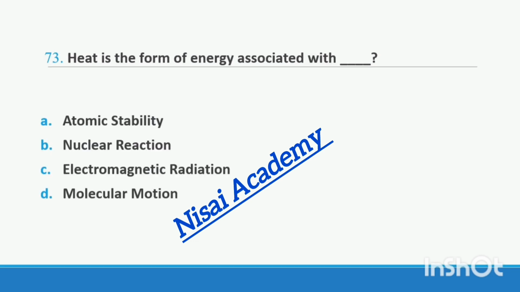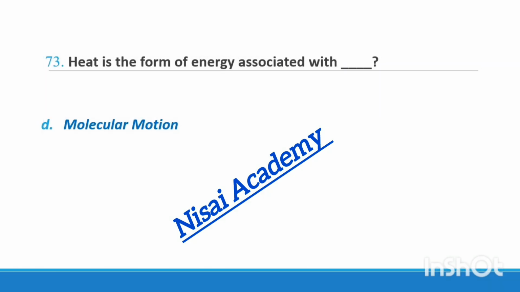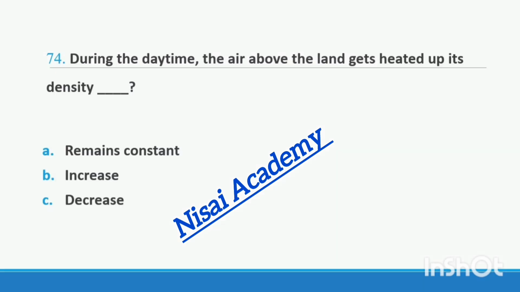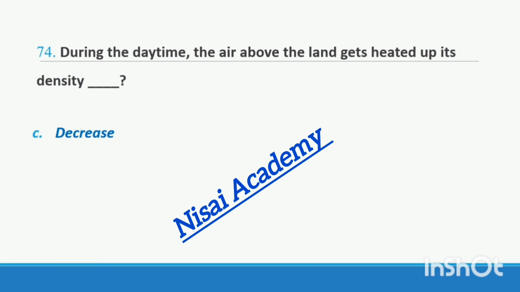Question 73. Heat is the form of energy associated with option A atomic stability, option B nuclear reaction, option C electromagnetic radiation, option D molecular motion. Heat is the form of energy associated with molecular motion. Right option D. Question 74. During the daytime, the air above the land gets heated up. Its density, option A remains constant, option B increase, option C decrease. During the daytime, the air above the land gets heated up. Its density decreases. Right option C.